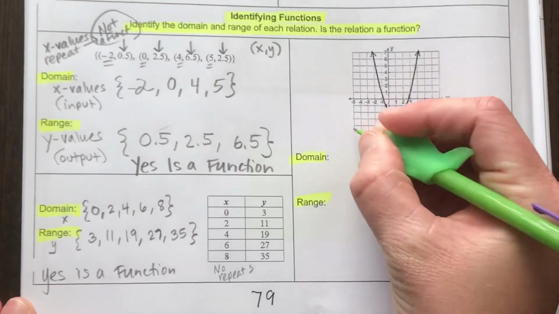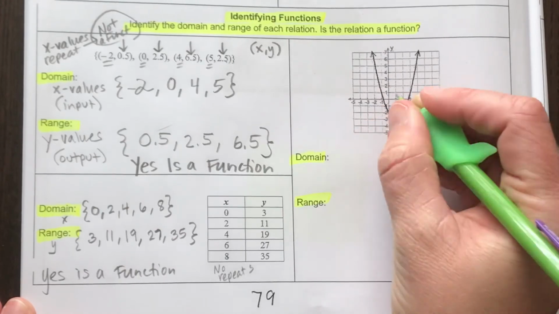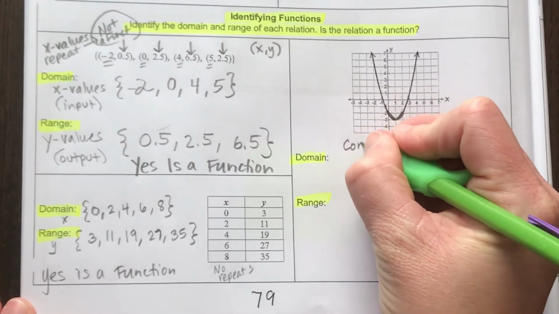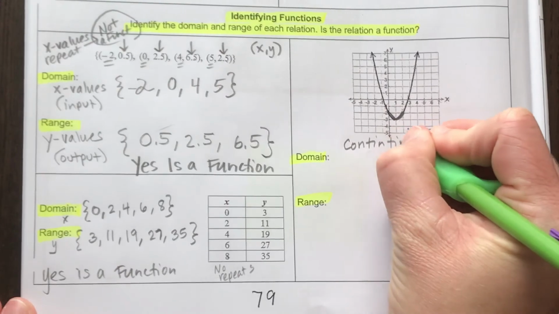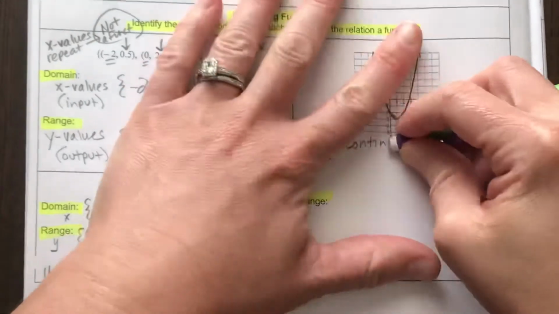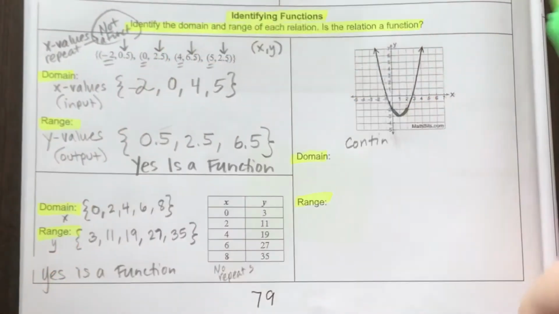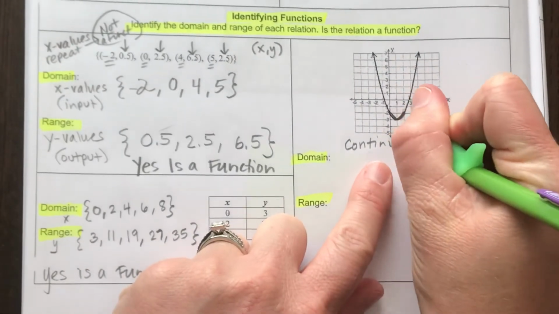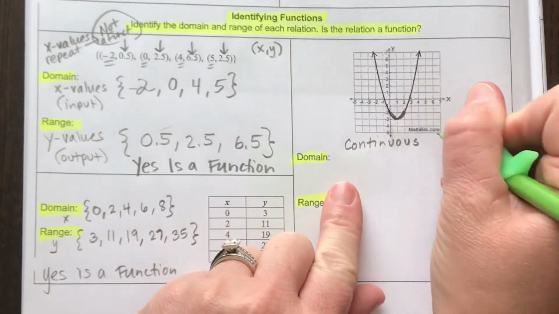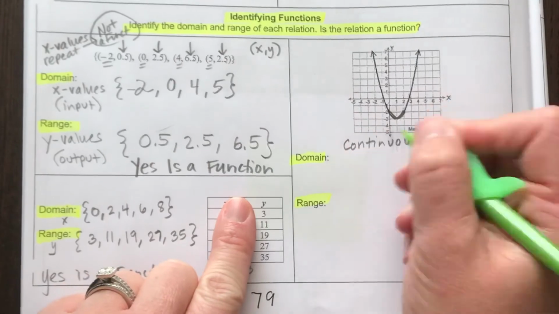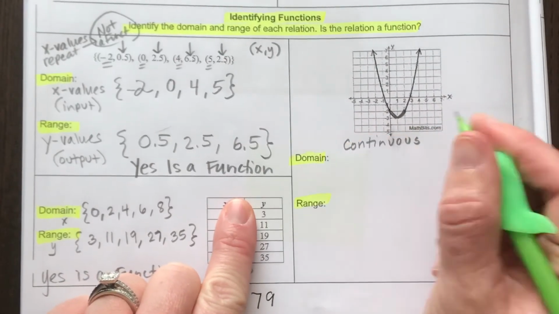And so if you have a graph, and if you want to write it continuous, hold on, let me spell this right. Continuous. I hope I spelled that right. Here's how we're going to write our domain.